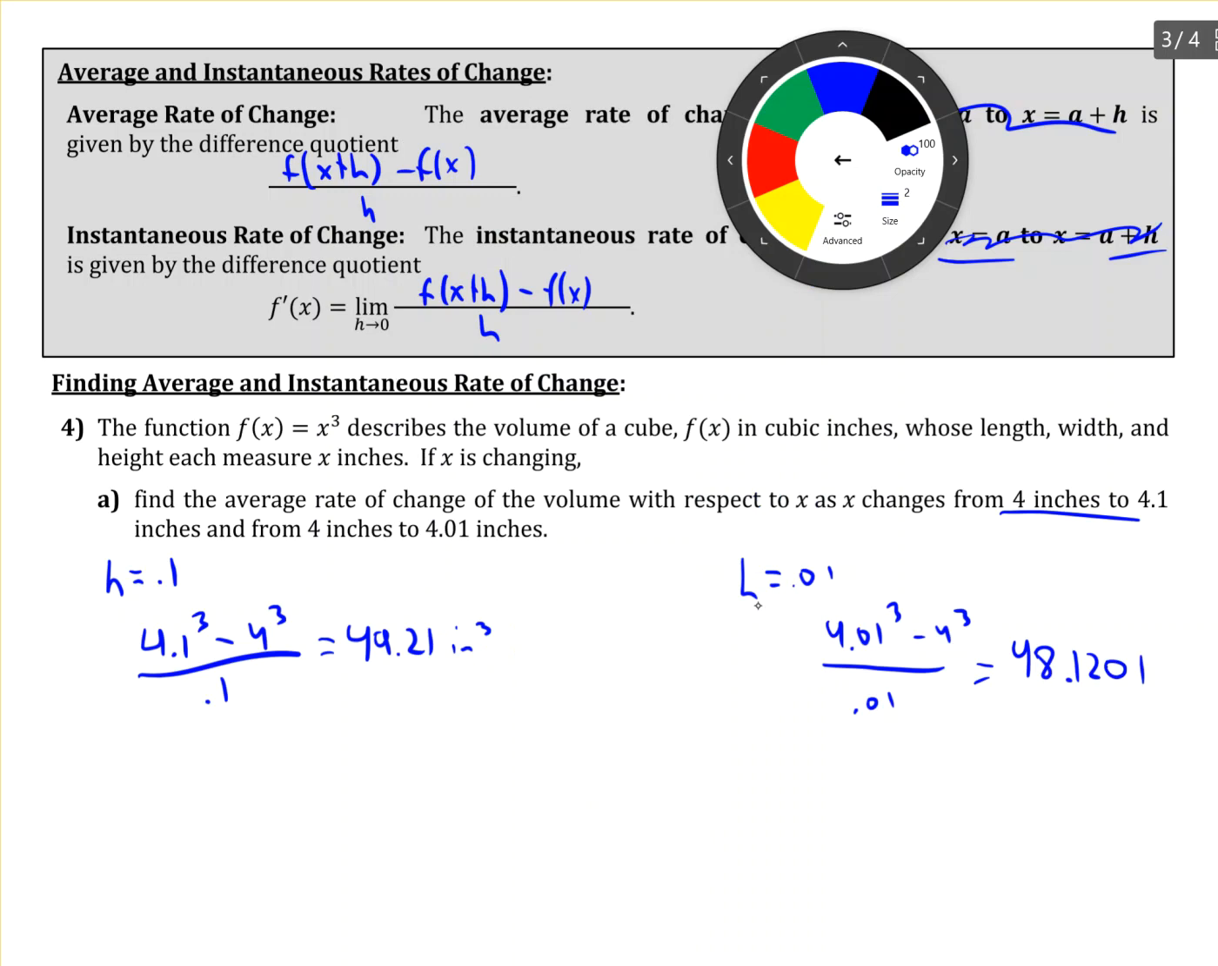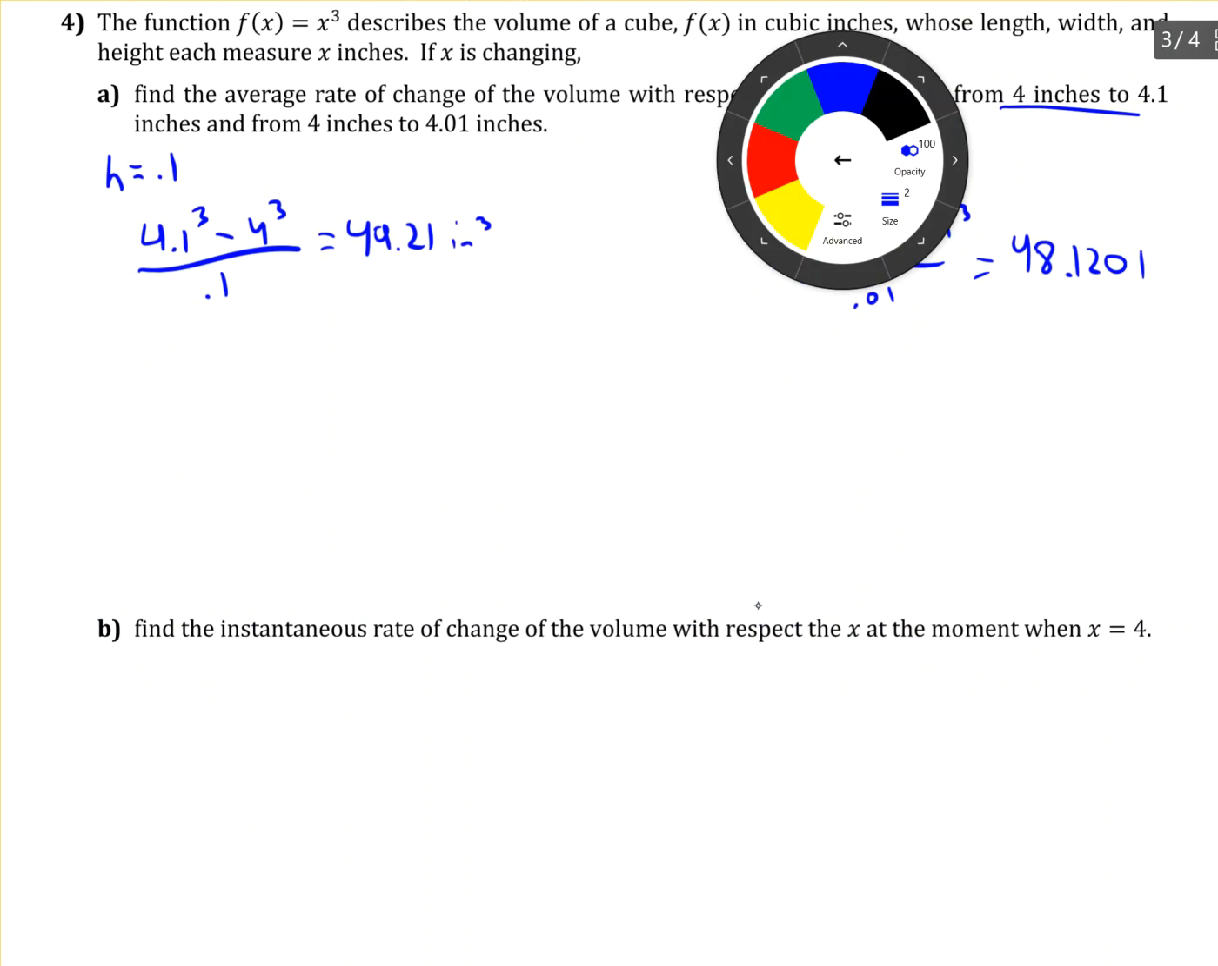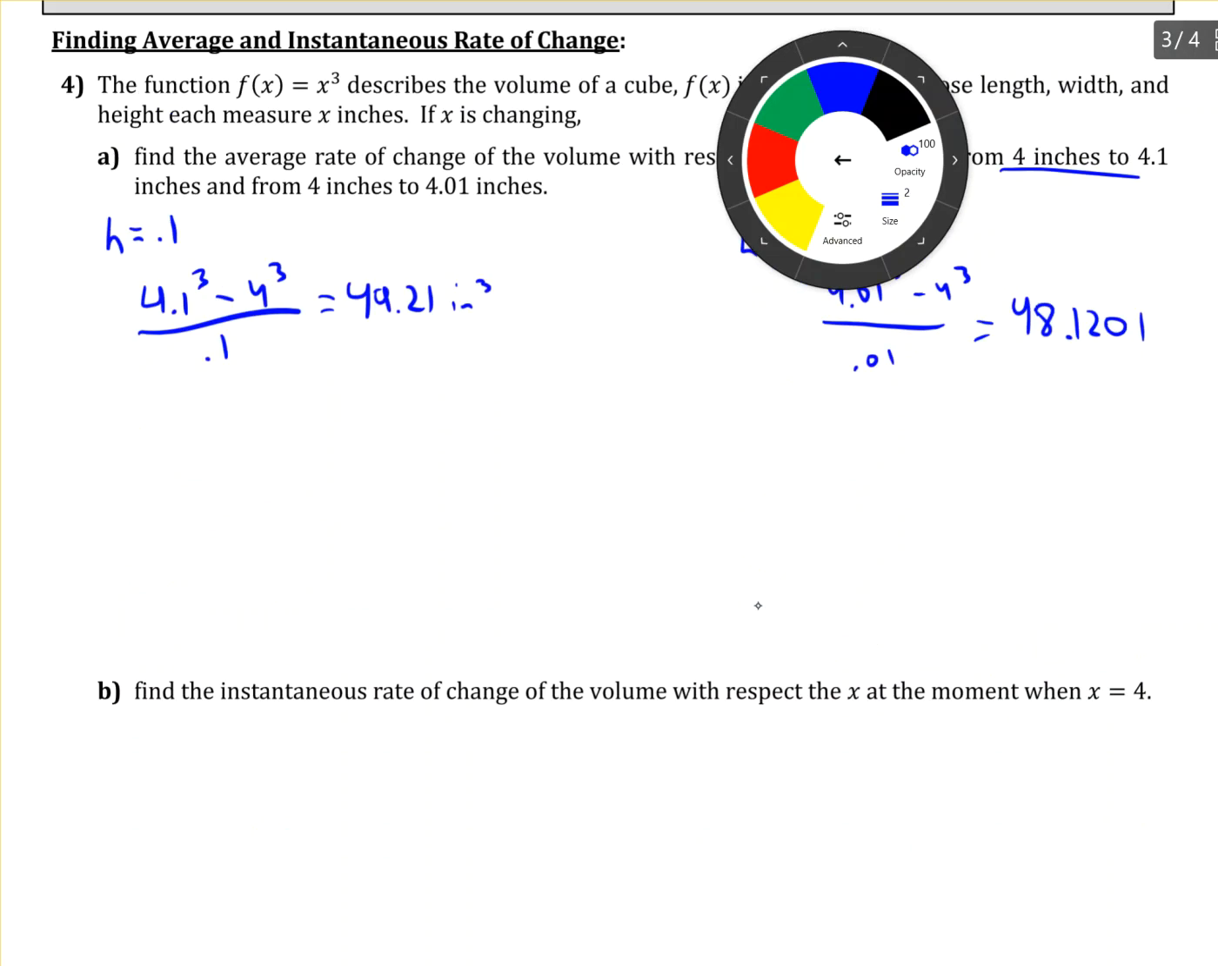Now, if I were just to guess haphazardly from this, I might be right, I might be wrong, but it looks like this number is getting closer to 48. So if I had to guess, if I find the instantaneous rate of change of the volume, I'm going to get 48. But let's go ahead and do it.